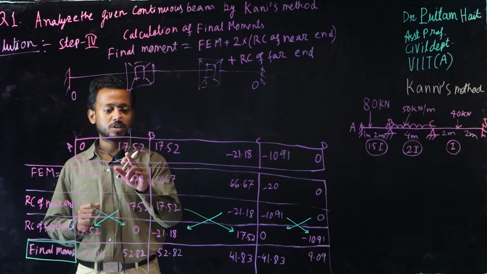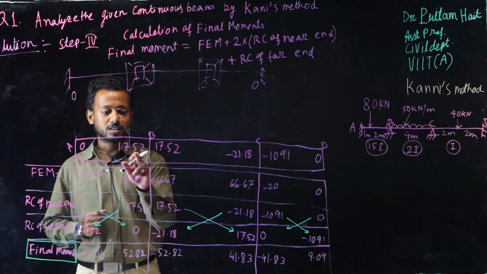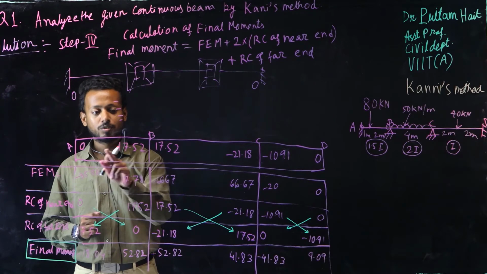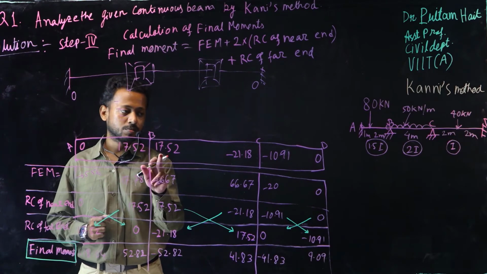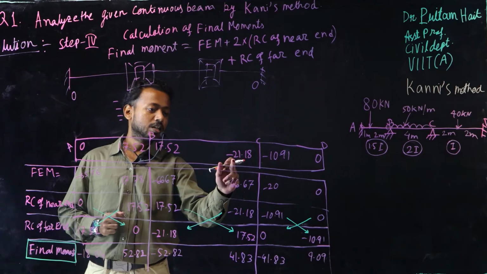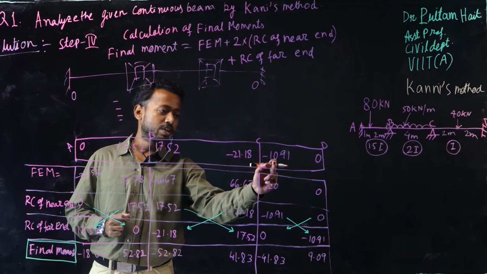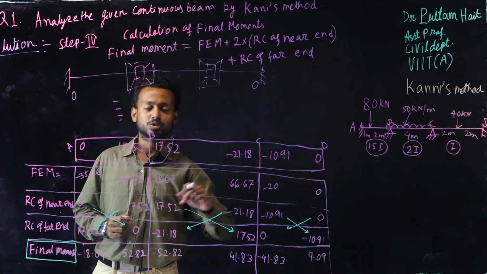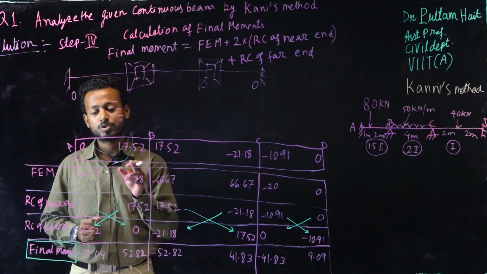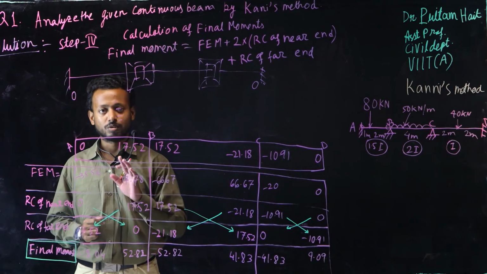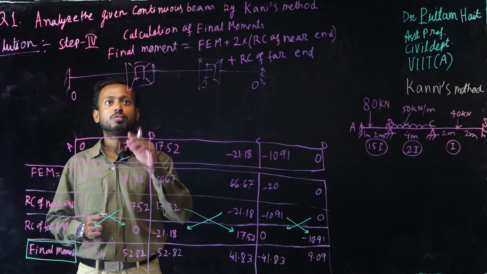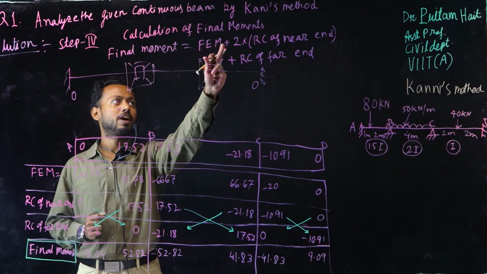The rotation contribution I have obtained at A is 0, at B it is 17.52, at C it is negative 21.18, negative 10.91, and at D it is 0. So always remember that the rotation contribution at the fixed end is 0. Okay, now come to the fourth step, that is calculation of final moment.